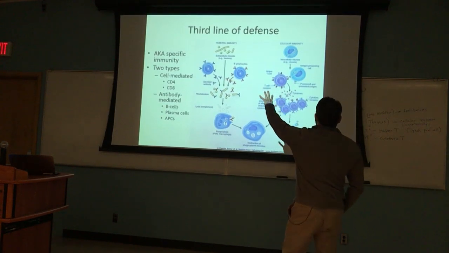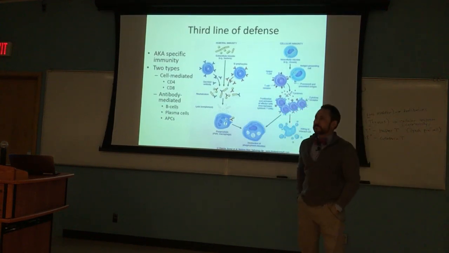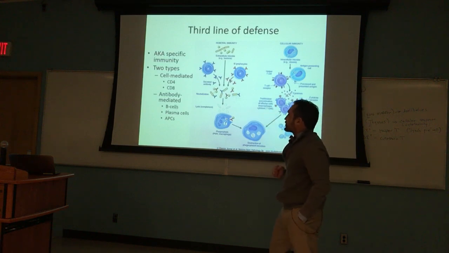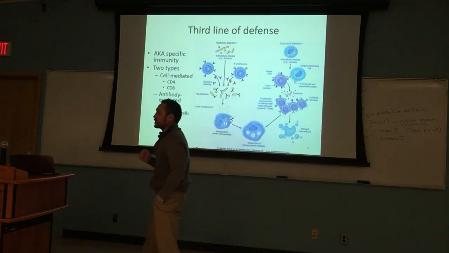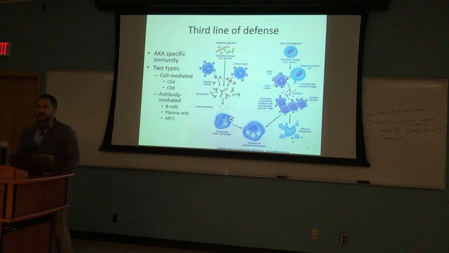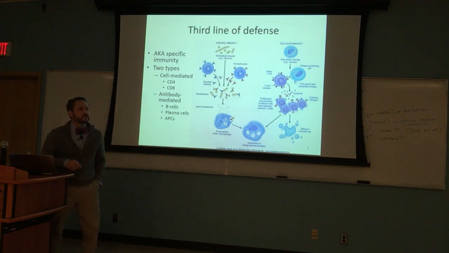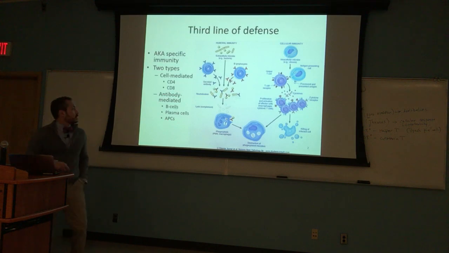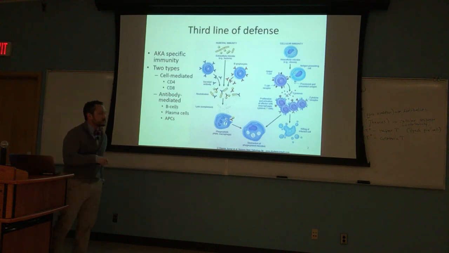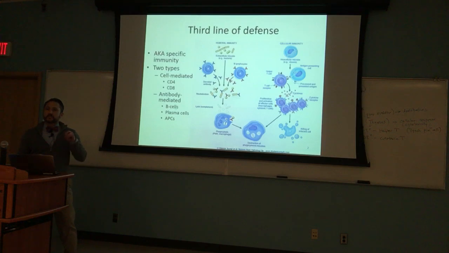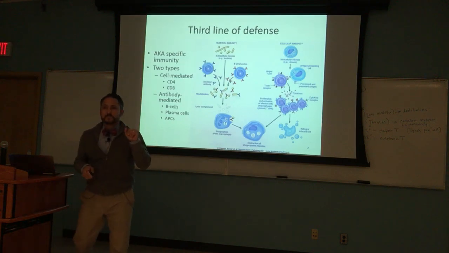So the third line of defense, like what we had on the board, also referred to as specific immunity. We've got two main types that we characterized in our outline. We've got CD4 and CD8 cell-mediated, but we also have antibody-mediated with the production of B cells that crank out antibodies. So this is all in line with the outline that we had up on the screen.